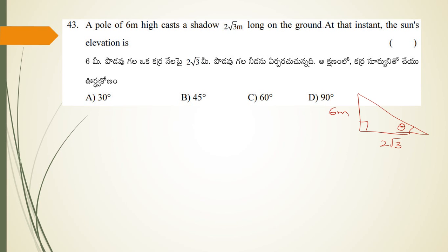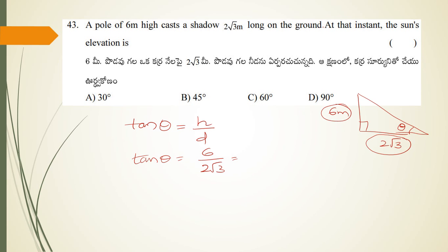So here, directly, we have the opposite side and we have the adjacent side, so directly I can go with tan theta. So tan theta is equal to h by d, height by distance. So from this, tan theta is equal to, what is the height here, 6 by 2√3.